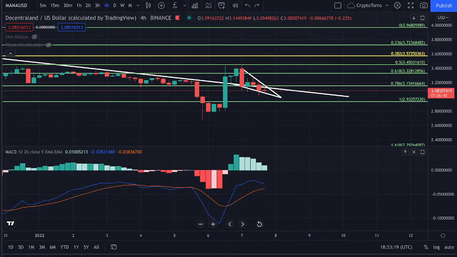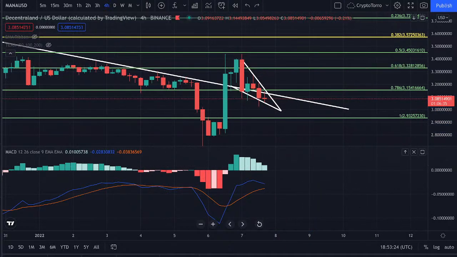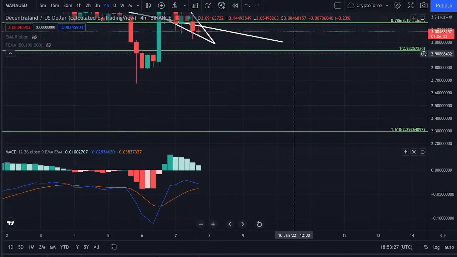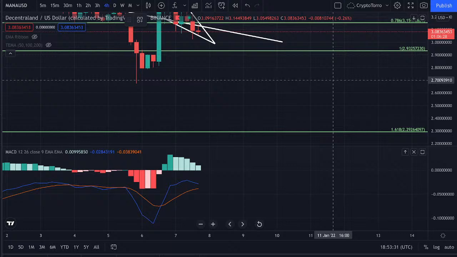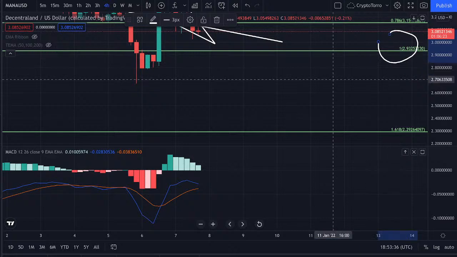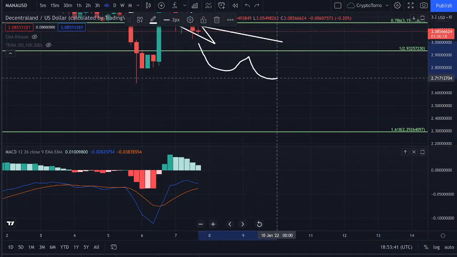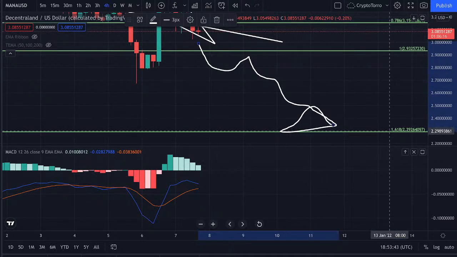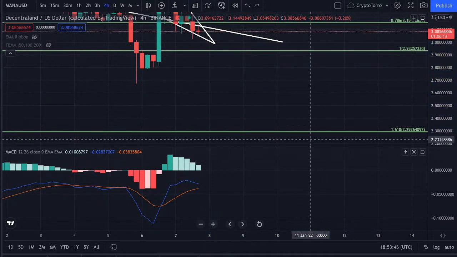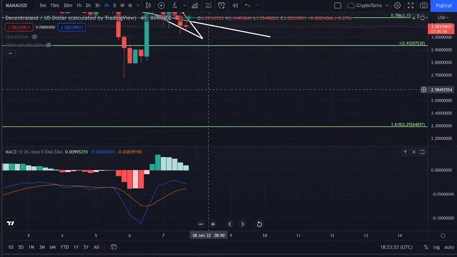Otherwise, if we do break down actually below this range on the chart, it is likely that we are going to see even further decline during the upcoming days. And what you are seeing right here is that the Fibonacci is telling us that the next level underneath us below the $2.93 would actually be the $2.29, and I personally think that if we do see a decline of MANA all the way towards the $2.29, it will be for sure a perfect buying opportunity, and therefore I'm actually myself ready to purchase MANA at these cheap prices.